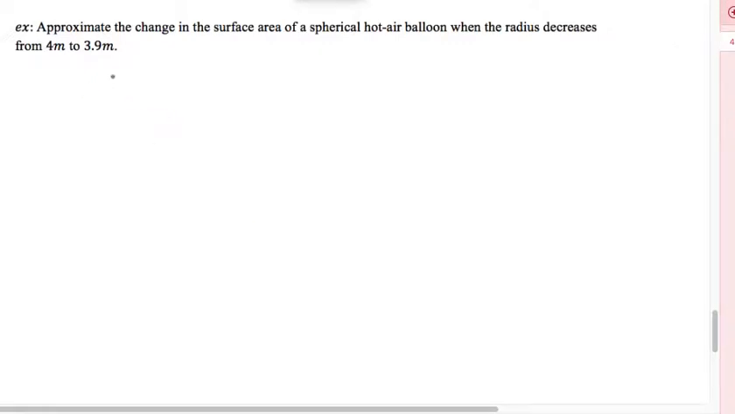So what is our function? Well, the function is surface area. So surface area of a sphere, you may have to look that up, but it is 4 pi r squared. Okay, so the change in the surface area then, delta S, is approximated by the derivative S prime at some value of A times the change in the radius, we're going to call delta R.